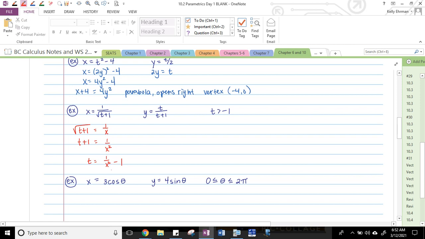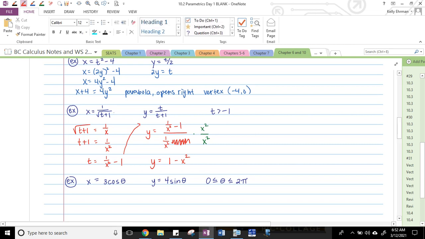It doesn't really matter. If I just leave it as it is, then I can use substitution up here and say y is equal to 1 over x squared minus 1, that's t, over 1 over x squared minus 1, and then there's a plus 1. And then I could get rid of the complex fraction: multiply by x squared over x squared and distribute that through. 1 over x squared times x squared is 1, and 1 times x squared is x squared. Since 1 over x squared times x squared is just 1, I'm not going to write over 1.